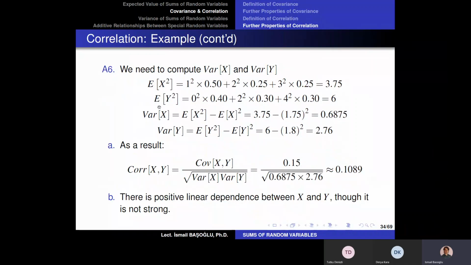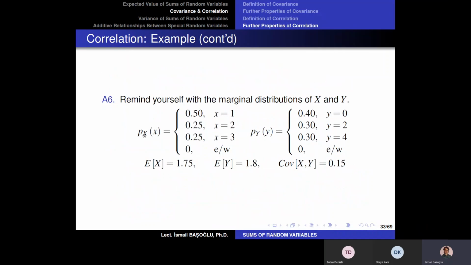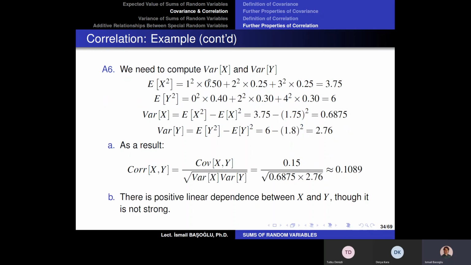And in order to calculate the variance of x, I am going to subtract the square of the expectation from expected value of x squared, and that makes me calculate the expected value of x squared. Now, the marginal probability mass function of x is this, and we are going to multiply the square of the possible values that x can take with the respective probabilities and sum them up, and that is going to give us the expected value of x squared, which is 1 square times 0.50 plus 2 square times 0.25 and 3 square times 0.25. That is 3.75.